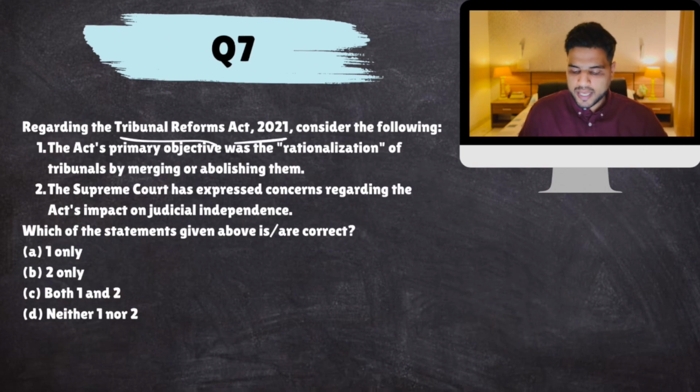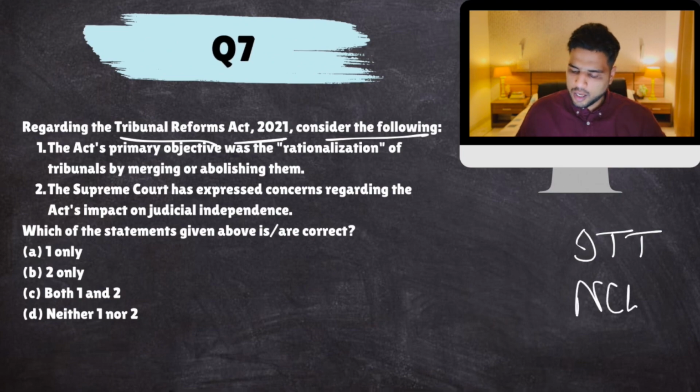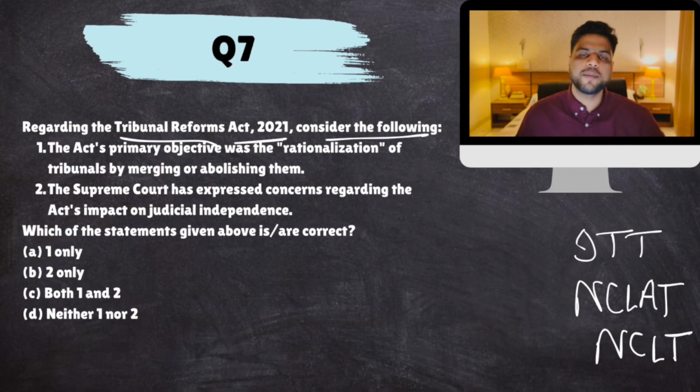Regarding the Tribunal Reforms Act, consider the following. Okay. Now in our country, apart from the Supreme Court, High Courts, and District Courts, there are various tribunals also. Tribunals are those special courts. For example, there is the Income Tax Tribunal, the National Company Law Appellate Tribunal, the National Company Law Tribunal. There are many tribunals for specialized cases. Now, there was a multiplicity of tribunals which caused confusion.